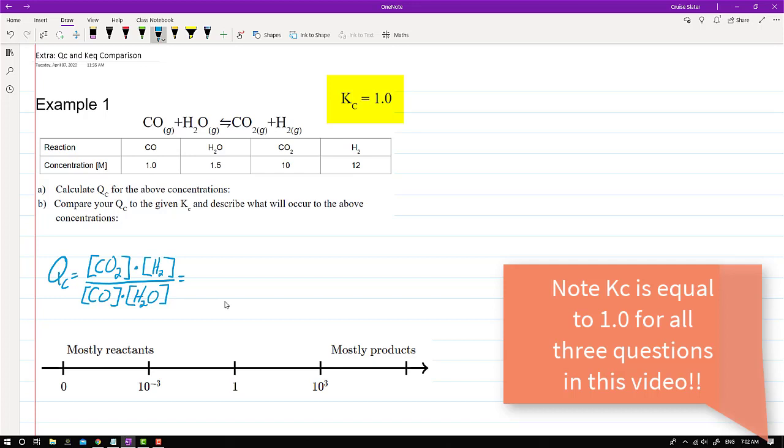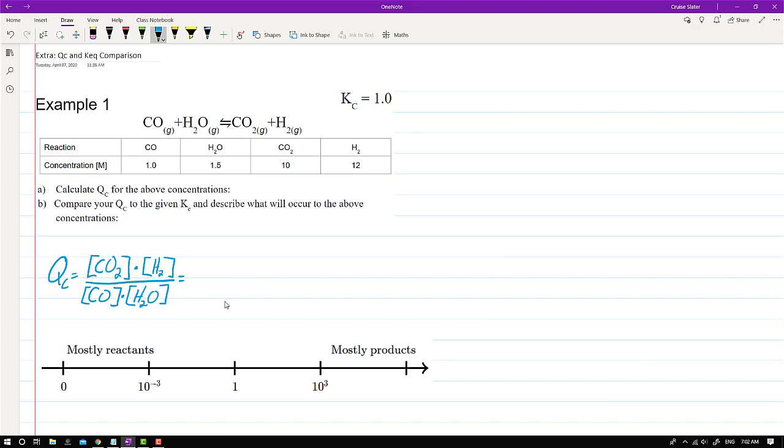So like I said, we're going to start by answering this question. I have a QC expression already. Remember, QC is the reaction quotient. So let's go ahead and fill in these values. Well, CO2 is 10, H2 is 12. We're just going to go through really quickly and fill these out. CO is 1.0 and H2O is 1.5. So when you do the quick math, you're going to get a numerator of 120 and a denominator of 1.5.